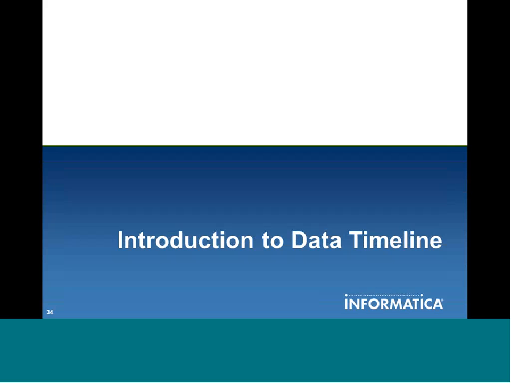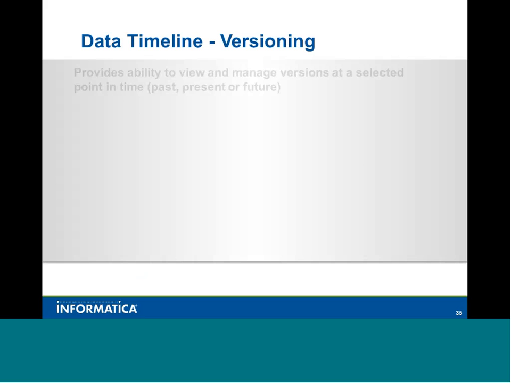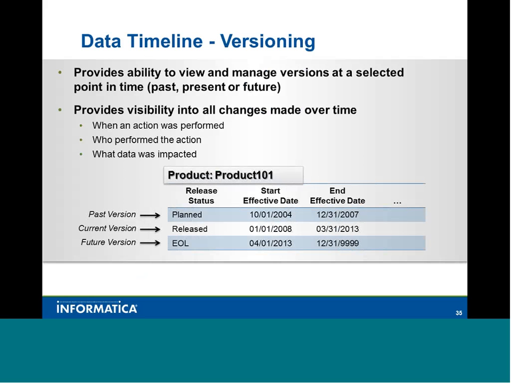Let's look into the introduction to data timeline. What versioning or data timeline is, it's basically an ability to give our end users a view from the different time frames of a particular entity. So towards the bottom of it, let's look at the product 101. It basically tells us when did the planning phase start and end, when was the current phase started, and when is it going to end, and what is the future version for the end of line.